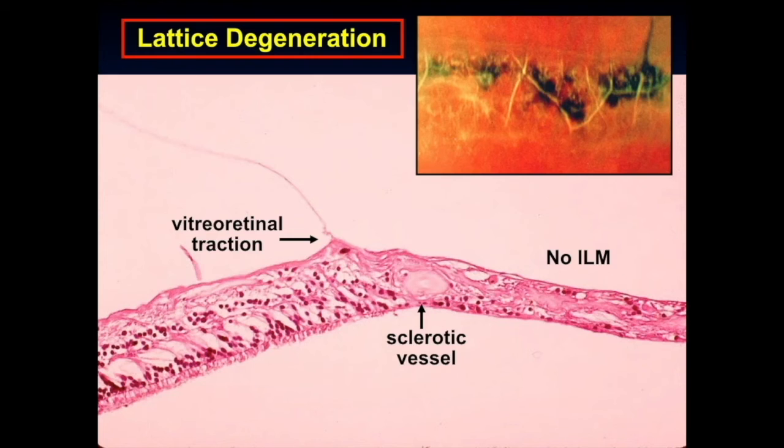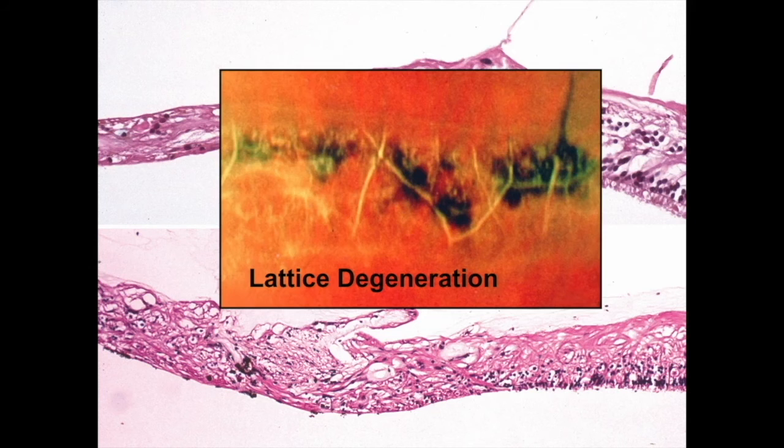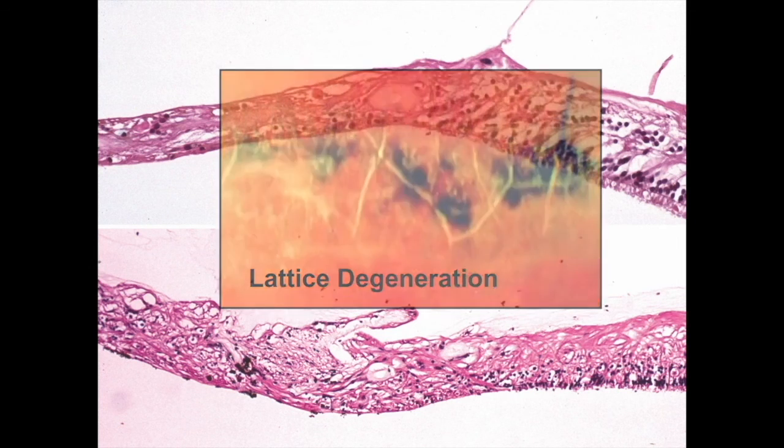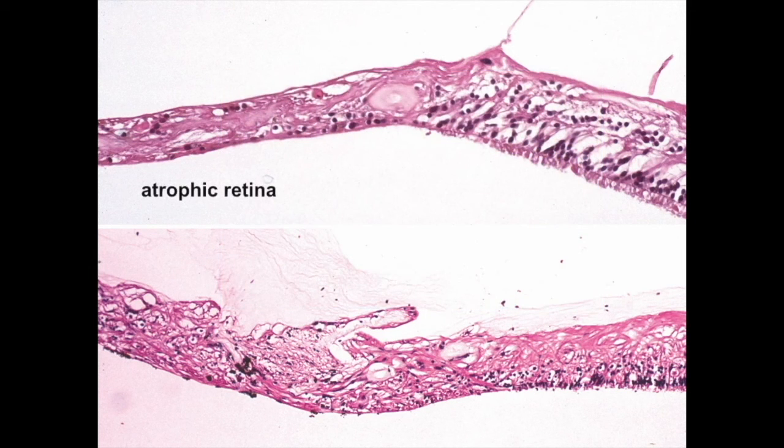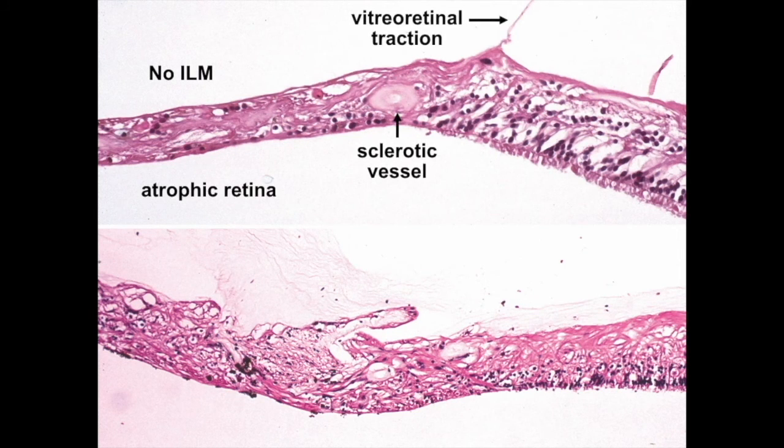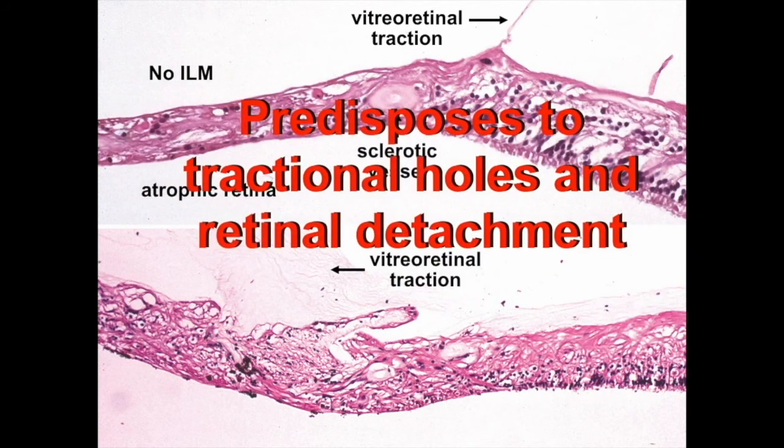The area of the atrophic retina lacks an internal limiting membrane, so there's a pool of overlying liquefied vitreous. At higher magnification, atrophic retina with no ILM, sclerotic vessels, vitreoretinal traction. Again, this predisposes to tractional holes and retinal detachment.